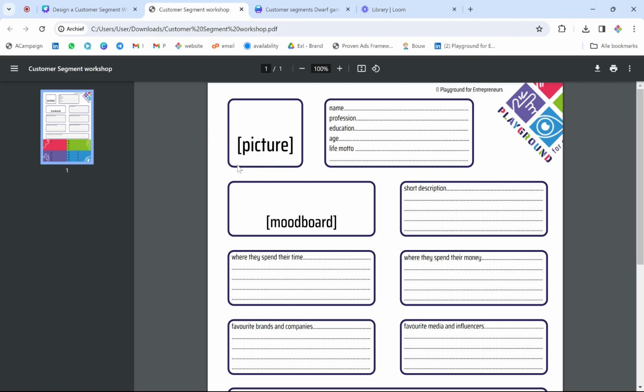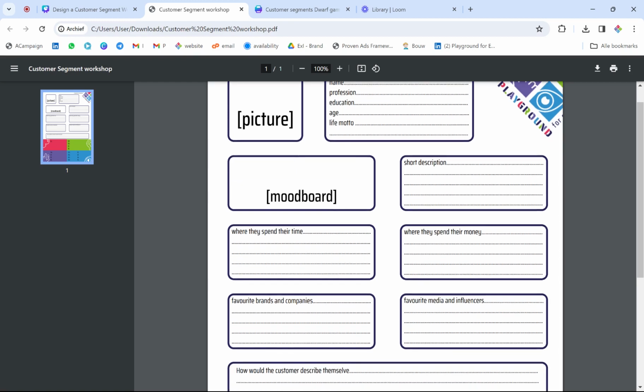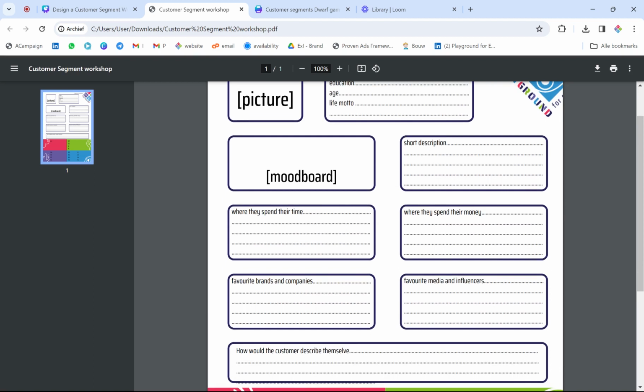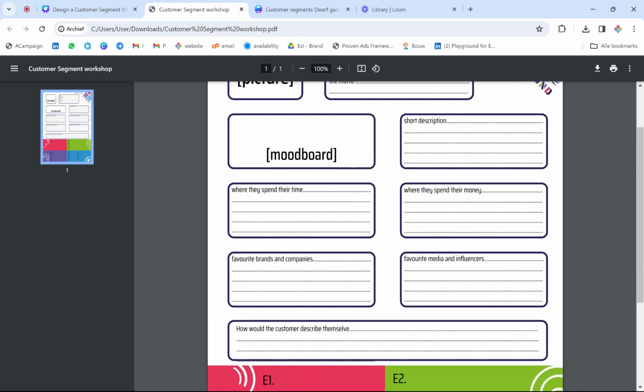So first, there would be a picture, right? We could take any picture from the internet that would kind of represent our customer. And there's a couple of social demographics to start with, just to define if this is the right person. So their name, their profession, their age, their education, their life motto, if we can say that. And then we go to the interesting part. So there's a little space for a mood board.